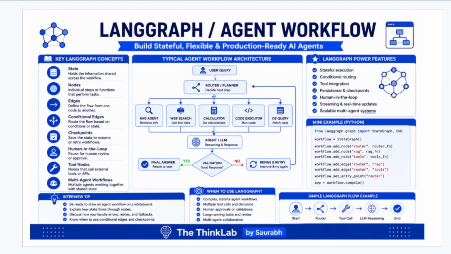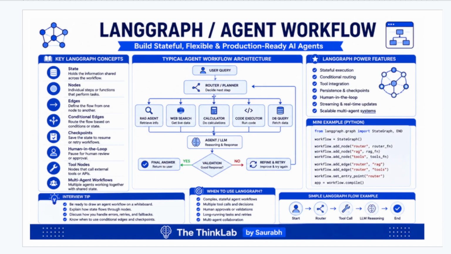Here an important feature is persistence and checkpoints. What is a checkpoint here? A checkpoint allows the workflow to save the state so that the execution can be resumed or inspected, right? Another important concept is human in the loop. For sensitive decisions, the workflow can pause and ask for human approval.